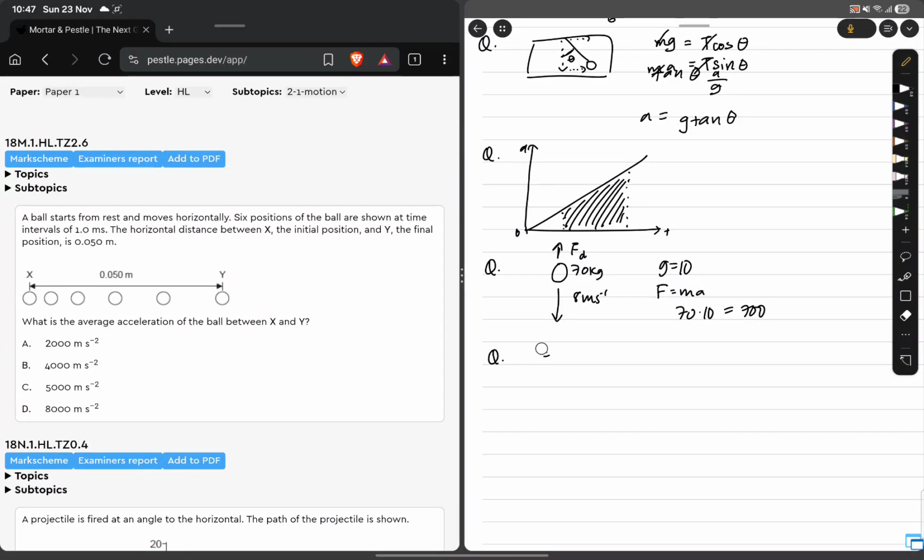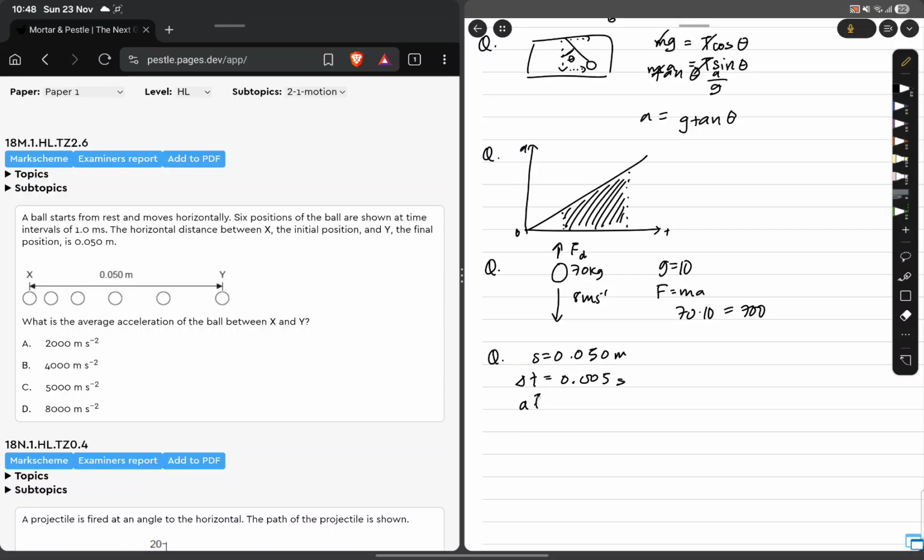Alright, so in the question we are given that the distance is 0.050 meters, and that the time interval is 1. So if we're going to count, it's going to be 0th, so 1, 2, 3, 4, 5. 5th millisecond, which if you divide by 1,000 to get seconds, is 0.005. So the time interval is 0.005 seconds, and we need to find the average acceleration.